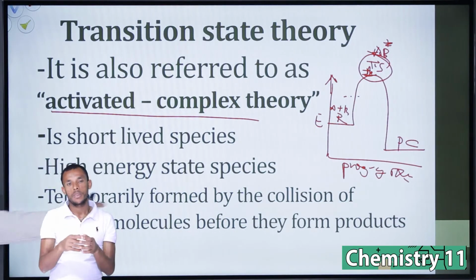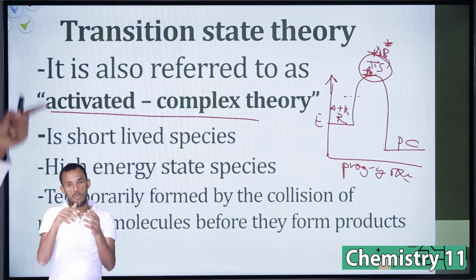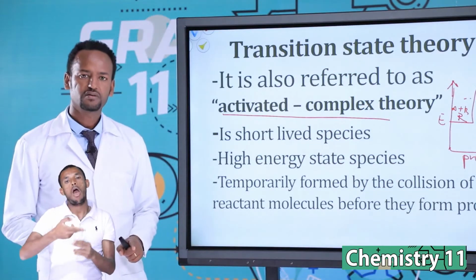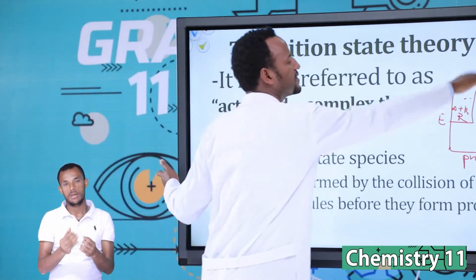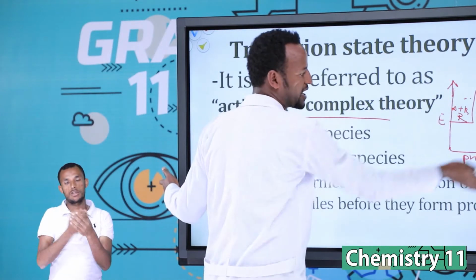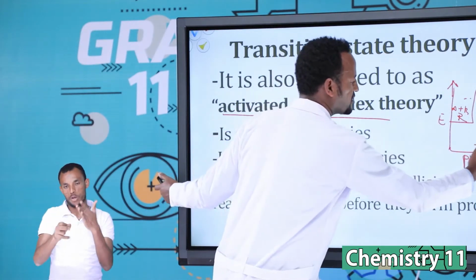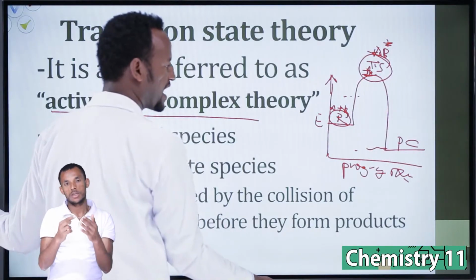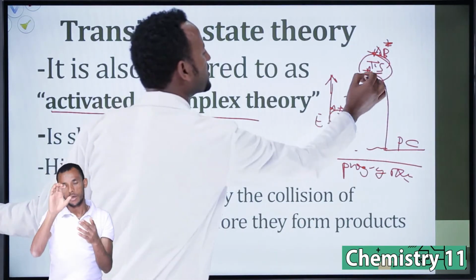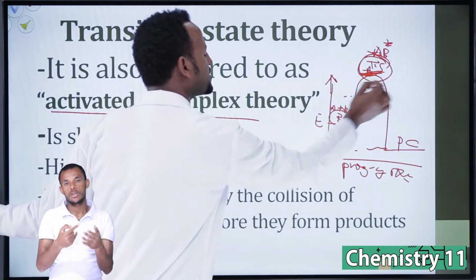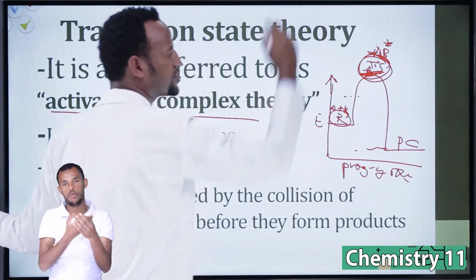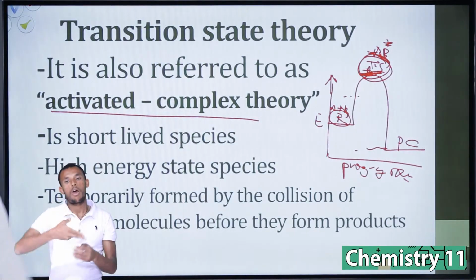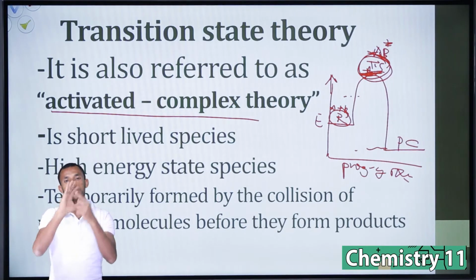It is a temporary formation, and a high energy state species at a higher energy level. Look at this diagram: the products are at the bottom and the reactants are from this position. This is an exothermic diagram, and this is the transition state. The energy of the transition state is in a higher position. Because of the higher energy level, transition states are unstable.